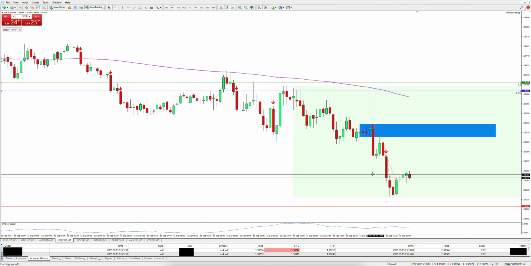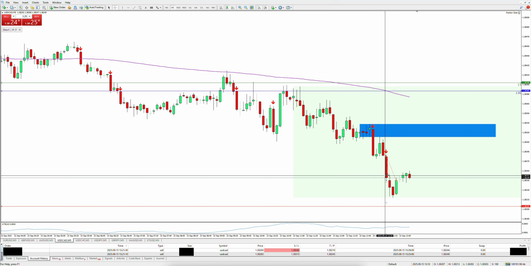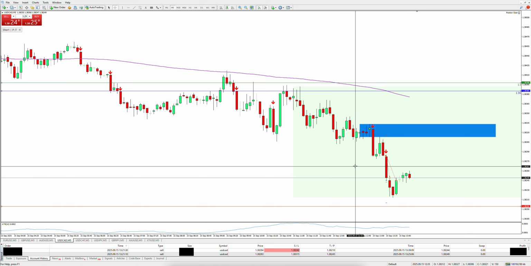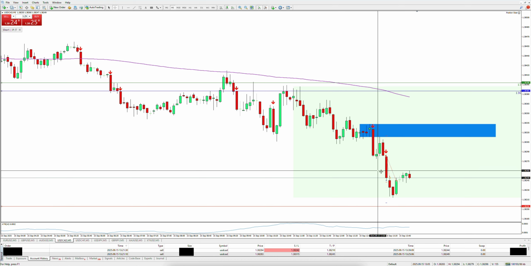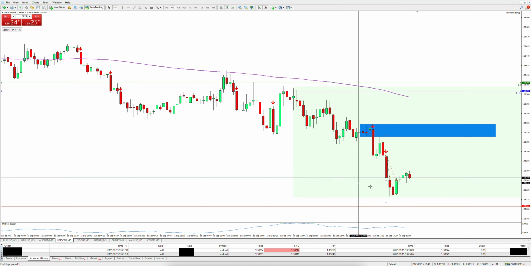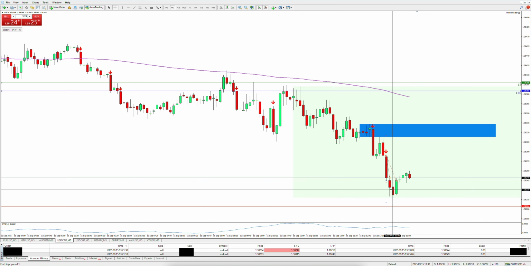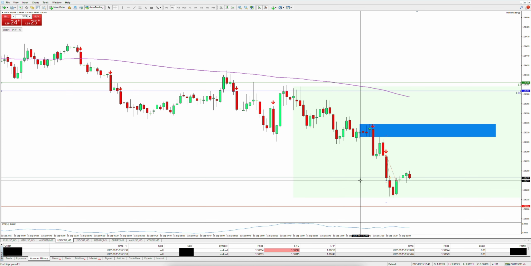I trailed my stop loss down, just trailed it behind the most recent candle after it had closed, and you can see it was stopped out here. So I was trailing my stop loss behind this candle, and I was stopped out here. So that was that trade. Pretty successful for today. That's on dollar CAD, Monday the 15th of September.